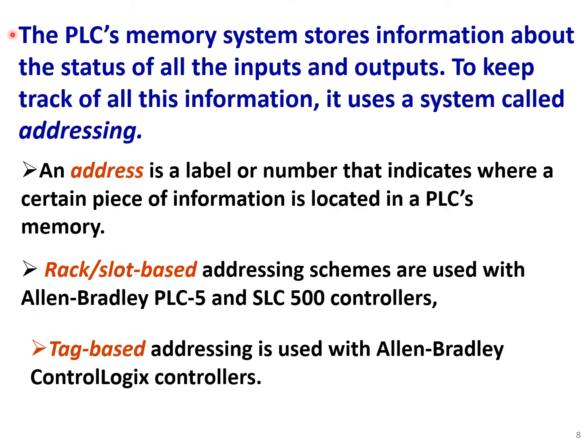The PLC's memory system stores information about the status of all the inputs and outputs. To keep track of all this information, it uses a system called addressing. So we have a memory, and each of those inputs and outputs has an address. An address is a label or number that indicates where a certain piece of information is located in a PLC's memory.